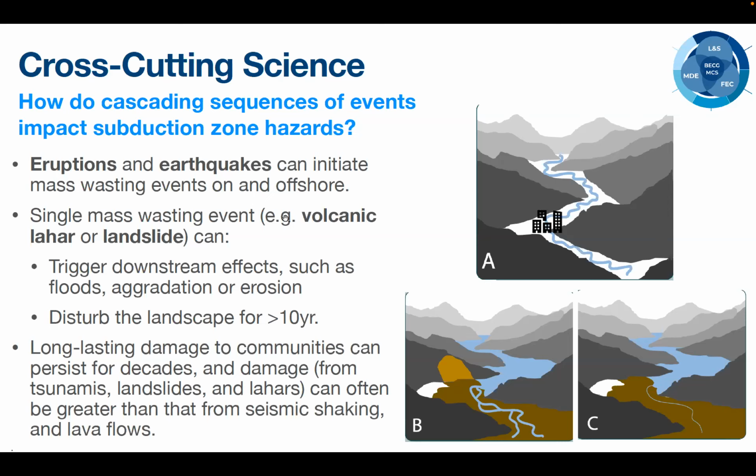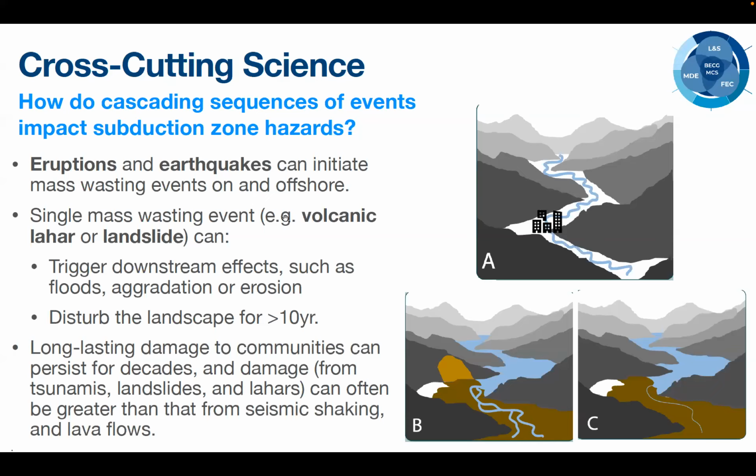So you can imagine that either earthquakes or eruptions can initiate mass wasting events. And this single mass wasting event can trigger downstream effects such as flood, aggradation, or erosion. And these effects can disturb the landscape for a decade or even longer. And so this can cause really long lasting damage to communities that can persist for decades.